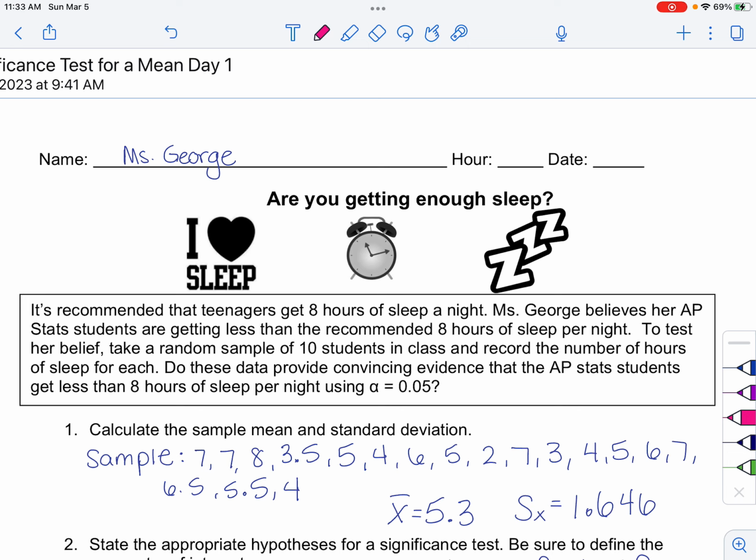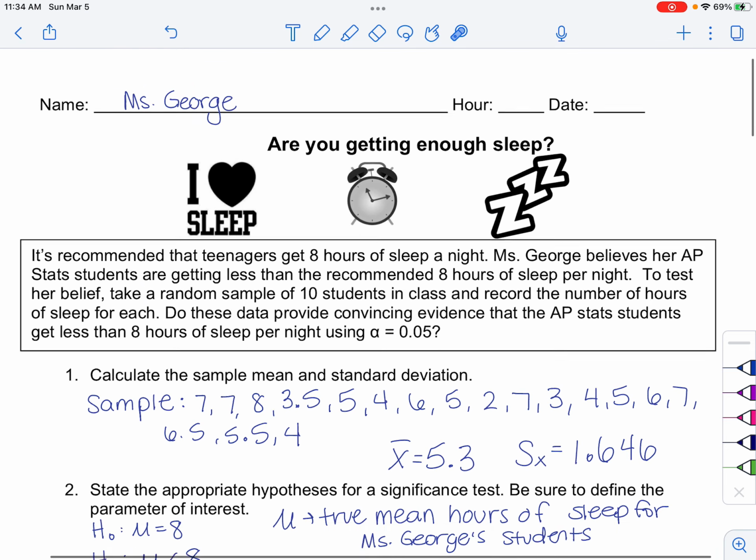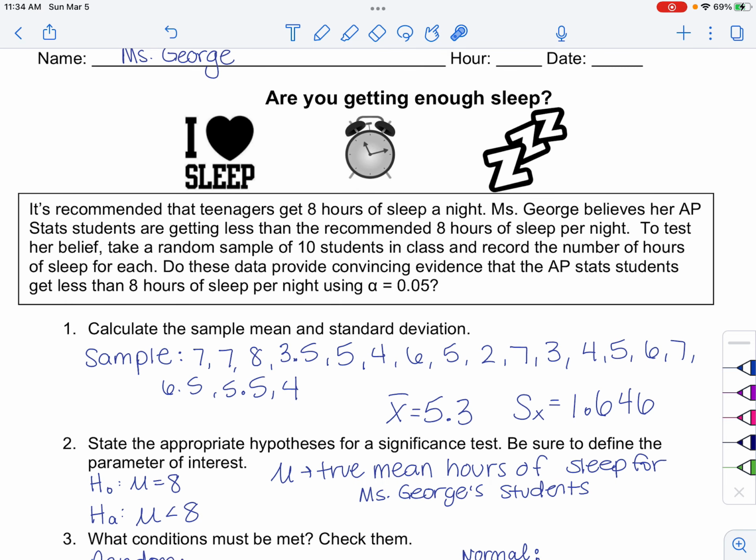And now I'll continue. For question 1, I had my sample data, and maybe you copied from me, or if you took the sample data from the sheet that I posted, you could put all of this sample data into your calculator, into list 1, and then go to one variable stats in our calculator, and that's how I got these two values right here. For question 2, it says to state the appropriate hypotheses for a significance test. Be sure to define the parameter of interest.